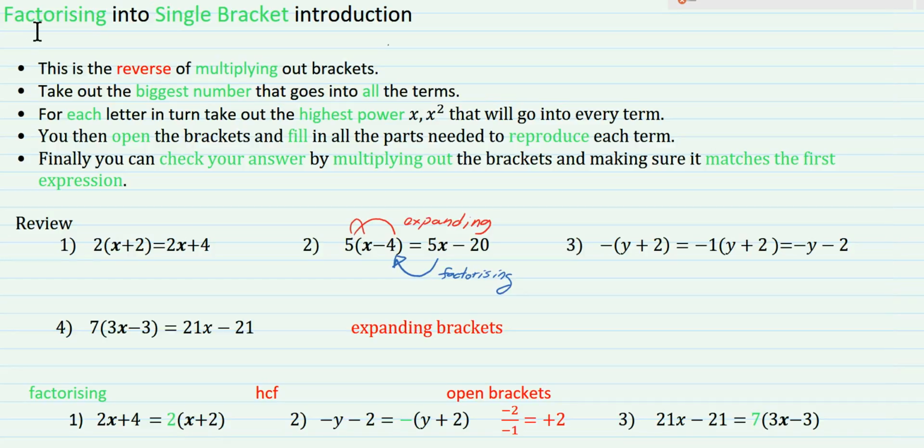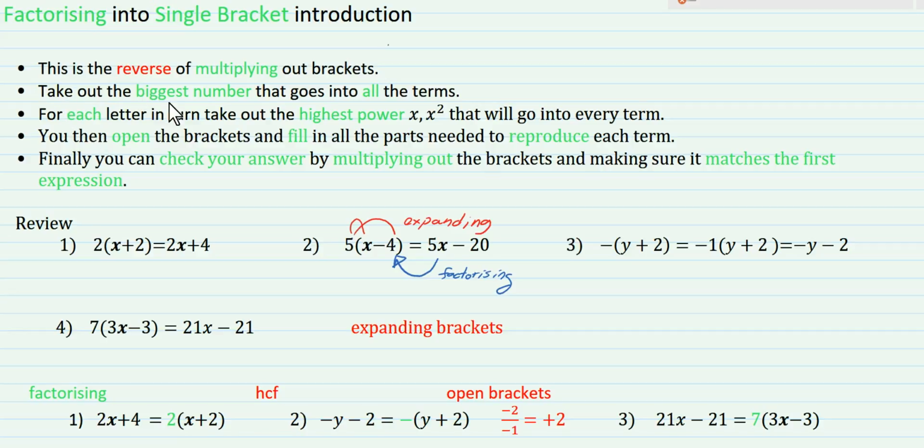So in this lesson we're going to talk about factorising into single brackets. Now factorising is the reverse of multiplying out the brackets. It's the opposite. So in factorising you actually put the brackets back in. Okay, now this is the method.